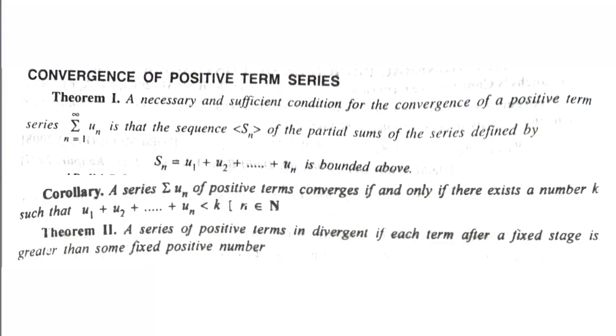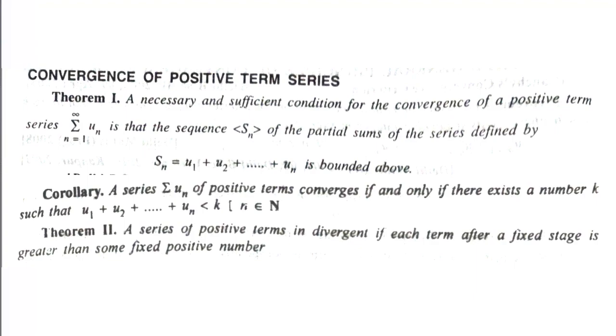Now for the convergence of positive term series, there are certain theorems. The first theorem is the necessary and sufficient condition for the convergence of a positive term series summation un is that the sequence Sn of partial sums, defined by Sn equals u1 plus u2 plus up to un, is bounded above. Now this gives weight to our second theorem, which is: a series of positive terms is divergent if each term after a fixed stage is greater than some fixed positive number. So if the series is not bounded above, then this infinite series of positive terms will be a divergent series.